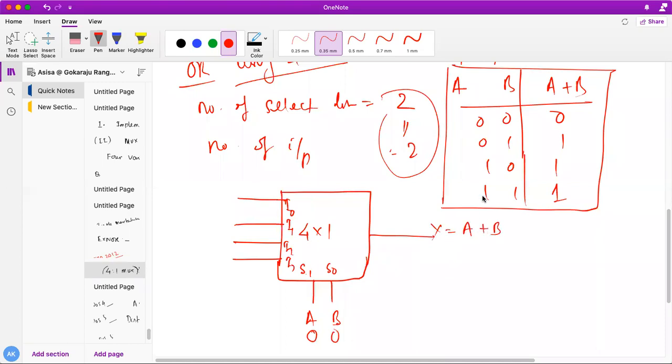It should be A or B. What can I expect? 0, I can expect 0. So just put 0 here. Now write 1 here, 1 here, 1 here. I have just copied the truth table output over here, nothing else.